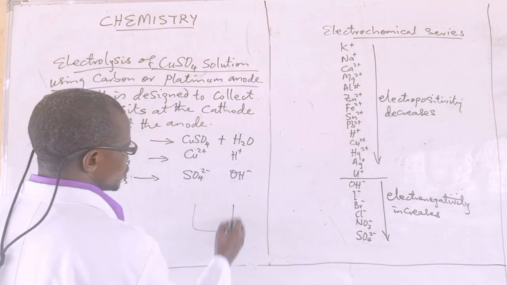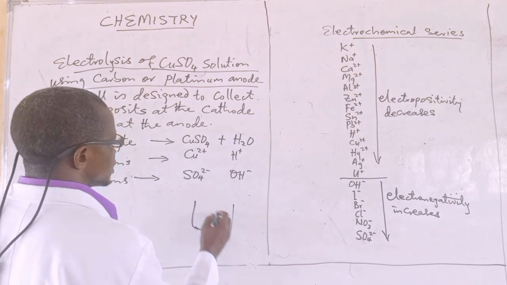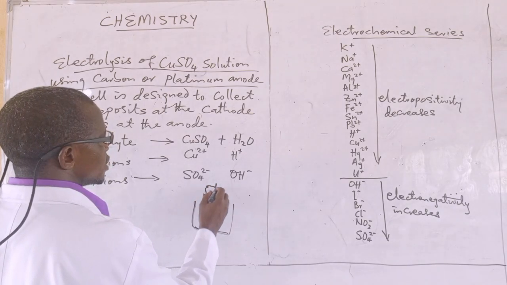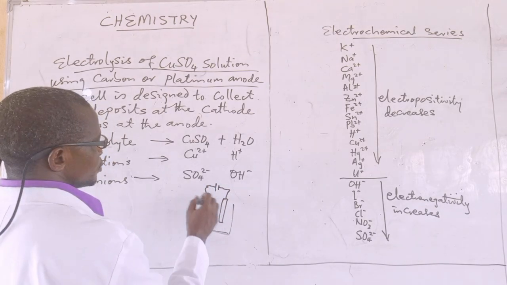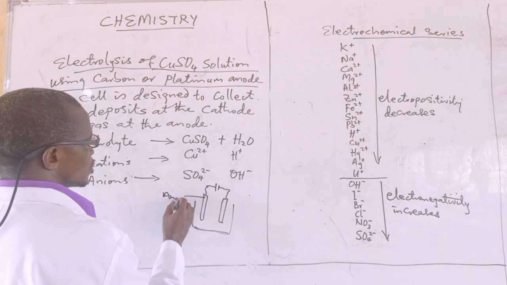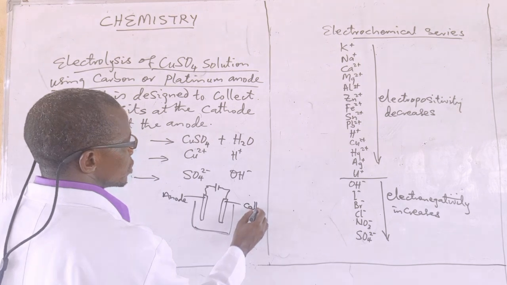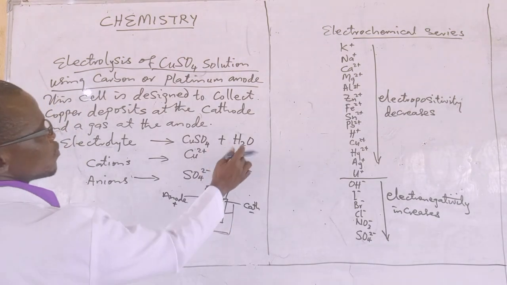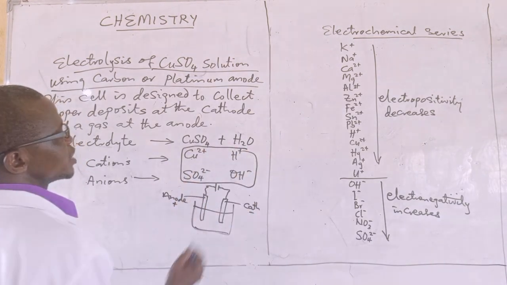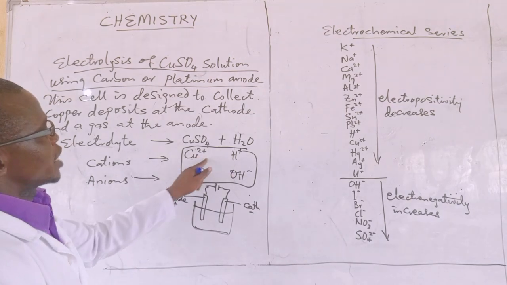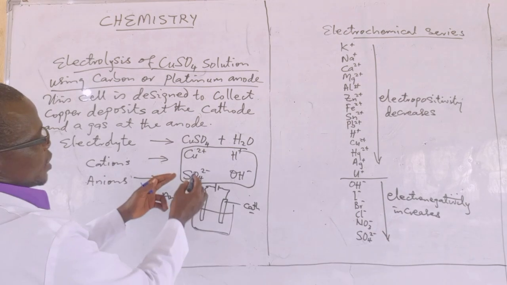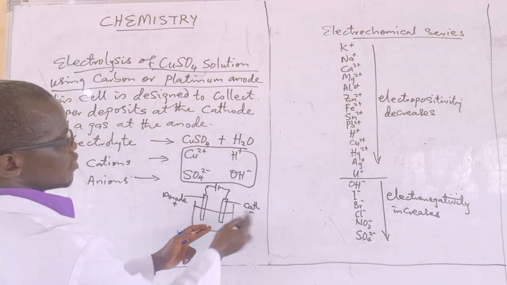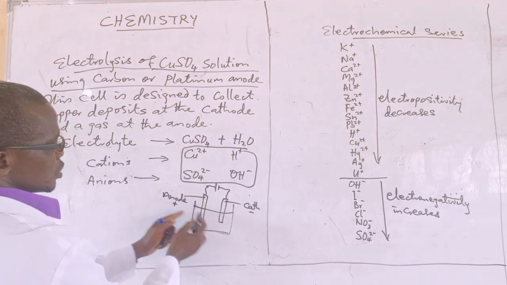If I have a solution of this, remember this is our beaker, this is an electrode, another electrode. Remember we did something like this before. So this is the anode and this is the cathode. Remember this is negative and this is plus. So in this electrolyte, you have these four ions present, two cations, two anions. Now remember the cations will always go close to the negative electrode. The anions will go to the positive electrode.